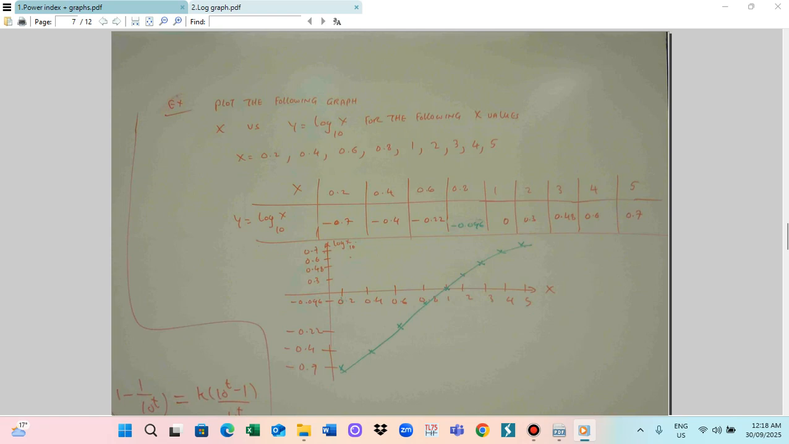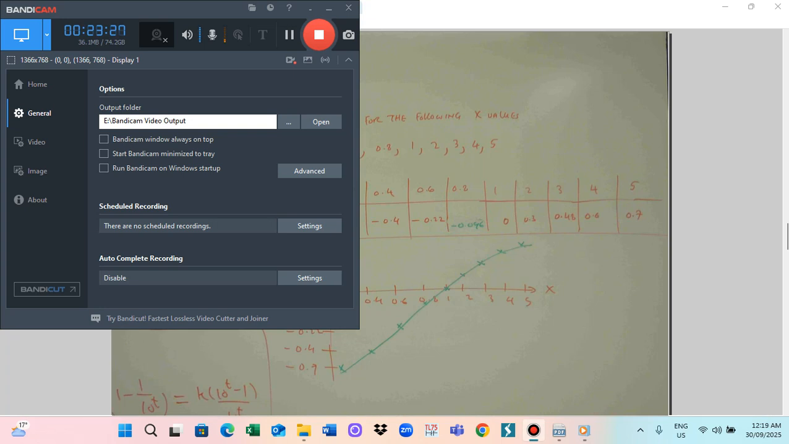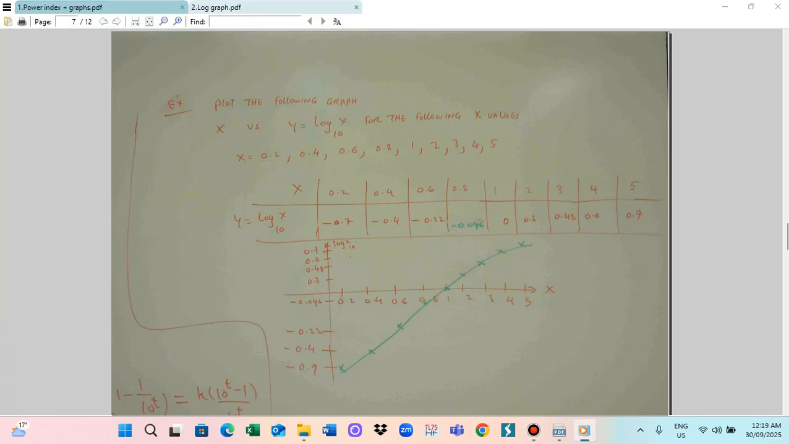So firstly, what is this with the x? So x. And second we use y equal to log x base 10. So you substitute x as 0.2, 0.4, 0.6, 0.8, 1, 2, 3, 4, 5. So this one we can calculate. Okay, so you substitute here. So instead of x, you use 0.2, base 10, so you use a calculator.